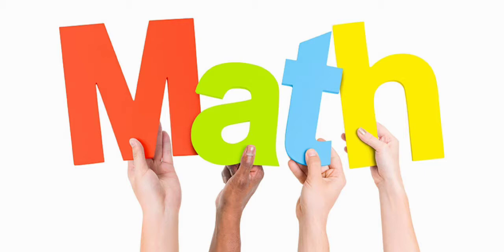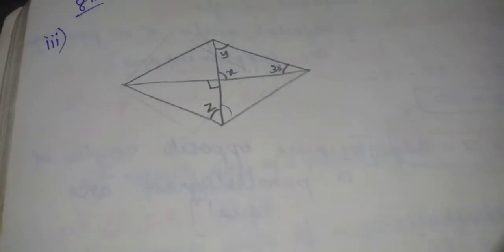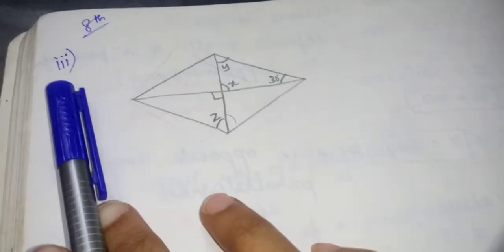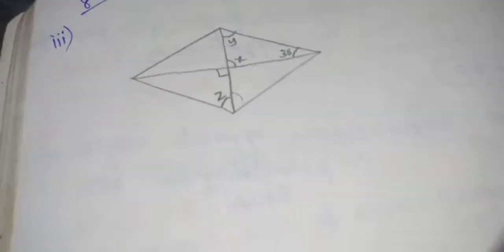Today's class we are going to continue our exercise 3.3. You can take page number 51 in your NCERT textbook and refer to the questions from your textbook. Okay children, I hope you all have taken page number 51. The second question, third subdivision, we are going to discuss now.